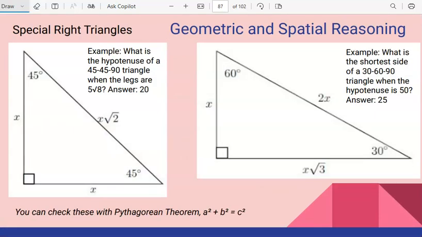Special right triangles. We have the 45, 45, 90 triangle, where the legs are the same length, both x, and the hypotenuse, the longest side, is x times the square root of 2. Hypotenuse is just the longest side.